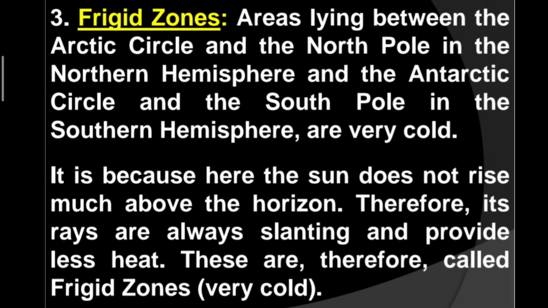Now, third is the frigid zone. The areas lying between the Arctic Circle and the North Pole in the Northern Hemisphere and the Antarctic Circle and the South Pole in the Southern Hemisphere are very cold. It is because here the sun does not rise much above the horizon. Therefore, its rays are always slanting and provide less heat. These are therefore called the very cold zone, the frigid zone.